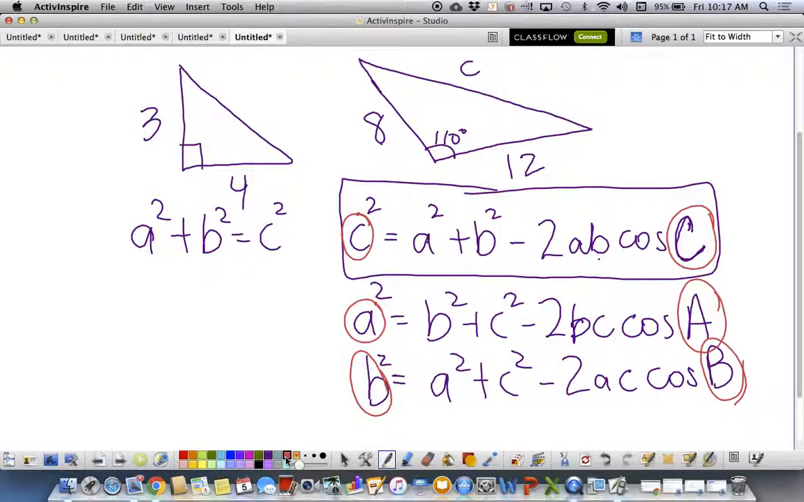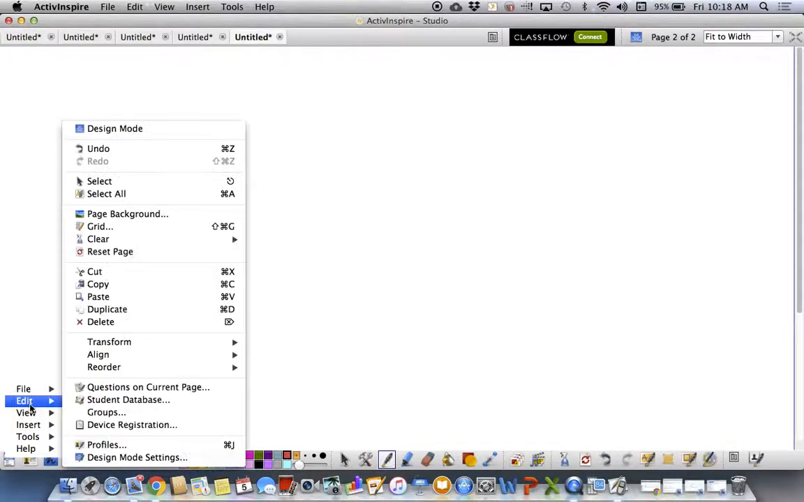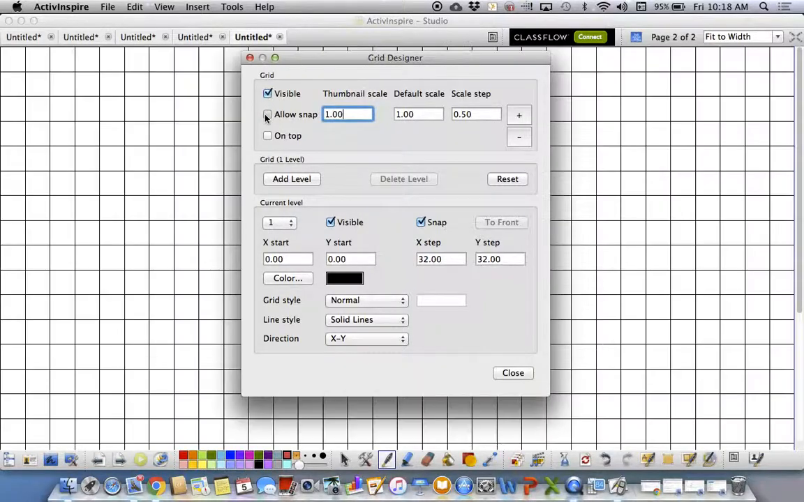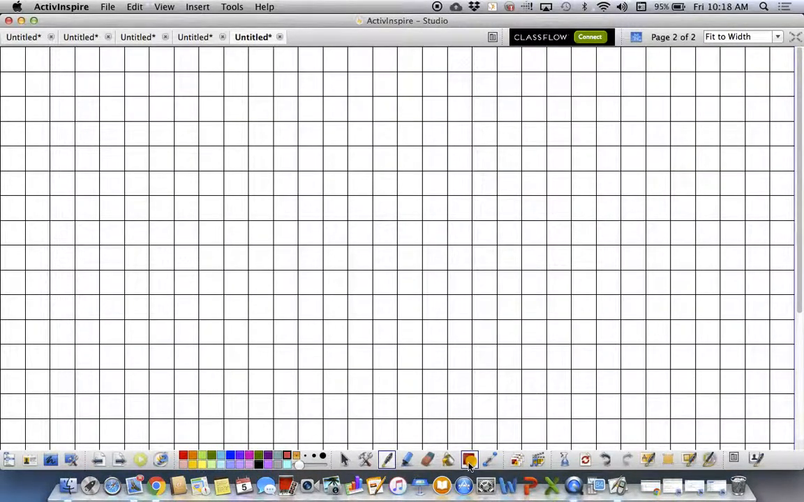Why can't you just do the law of sines by cosine? Because it doesn't work that way. And Emily really wants me to go through it. So are you ready? Okay, good. Because I'm going to put it on a grid. I'm going to draw a triangle. Here we go.